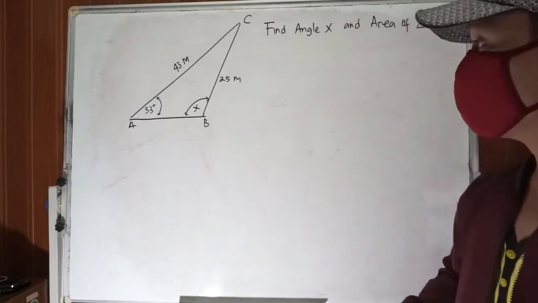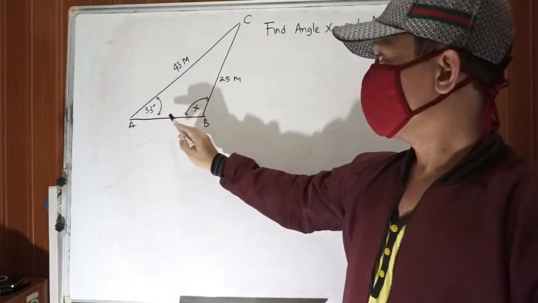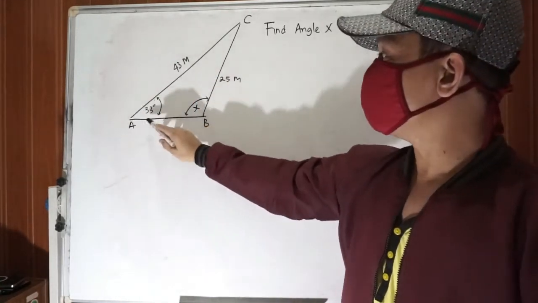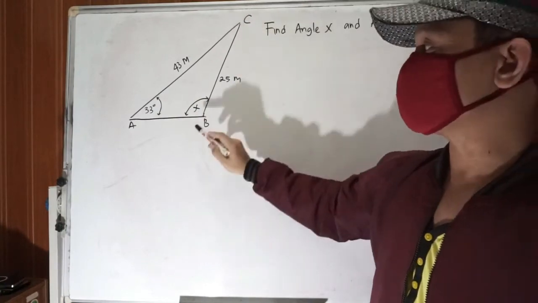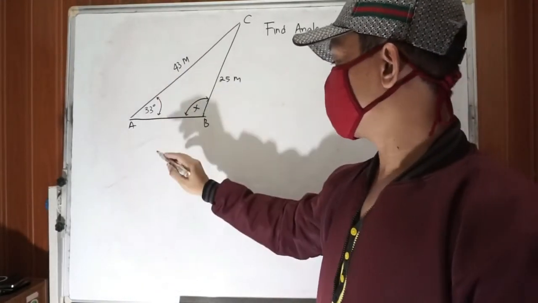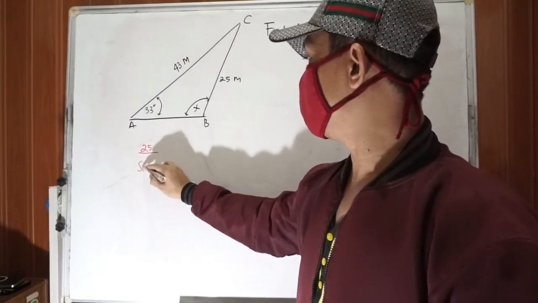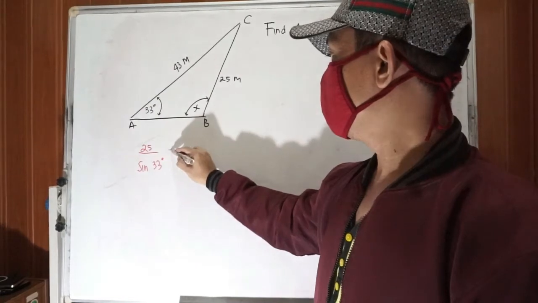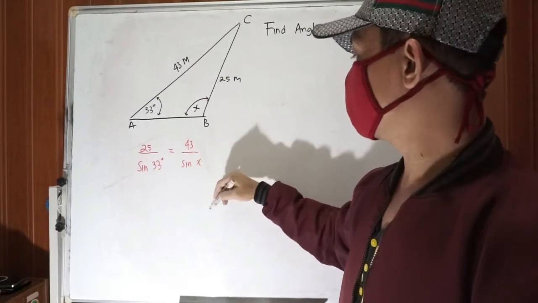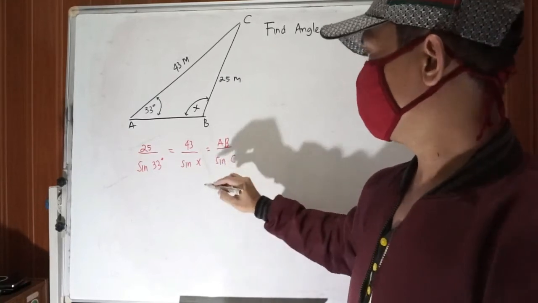Let's try it. For the sine rule, 25 over sine 33 equals 43 over sine x, equals AB over sine C. Once again, AB over sine C. Better we try it and start writing. So 25 over sine 33 equals 43 over sine x, equals AB over sine C. This is the sine rule, right?